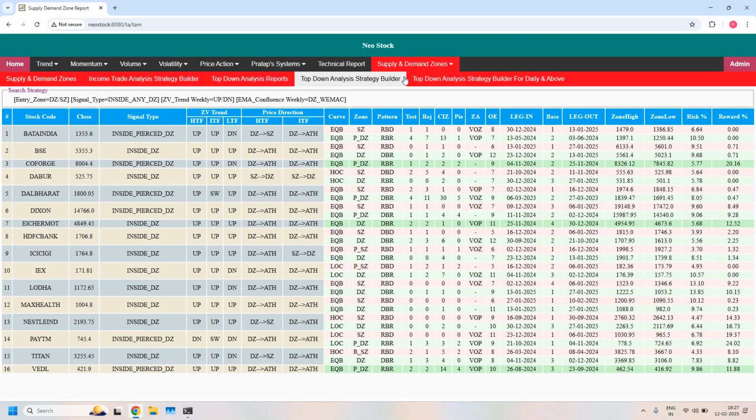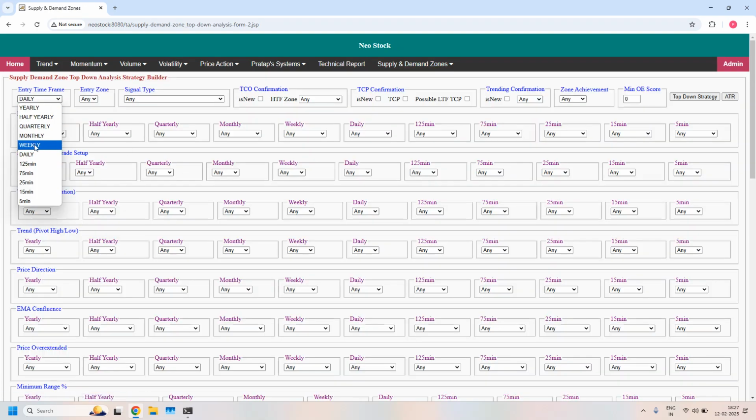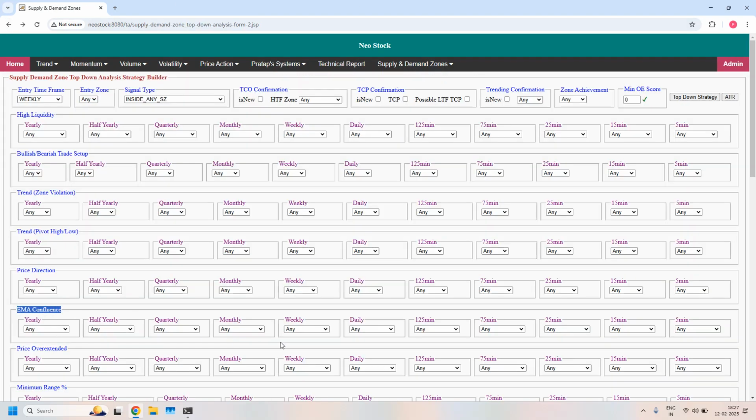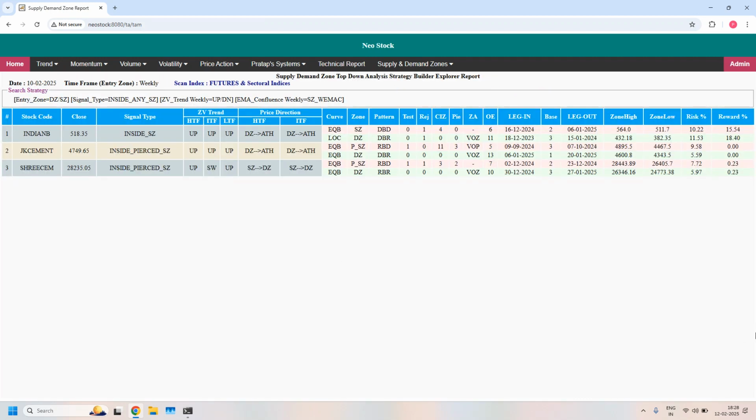Next, we will look into weekly supply zones. Price closed inside weekly supply zones. We got 10 stocks. Out of these 10, how many are having a weekly supply zone with weekly EMA confluence? Let me set that filter on weekly time frame. And trend on weekly should be up or down. Now we got only 3 stocks. These 3 weekly supply zones are having weekly EMA confluence. So this is about weekly time frame.